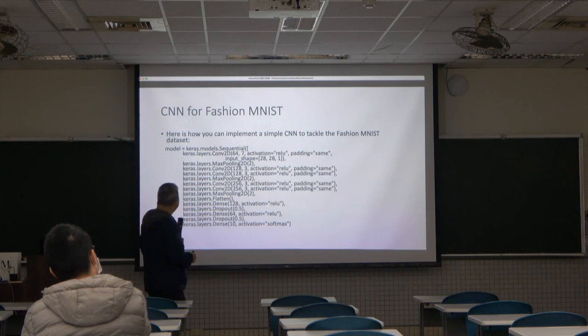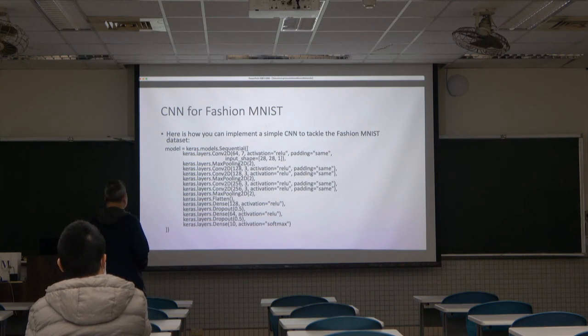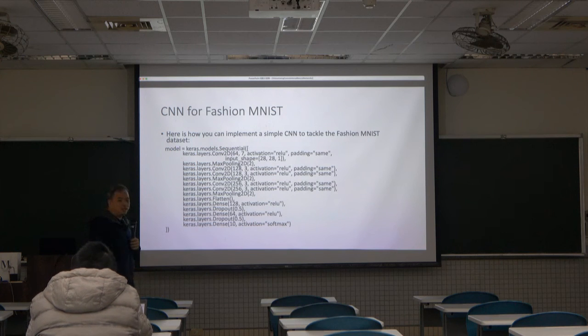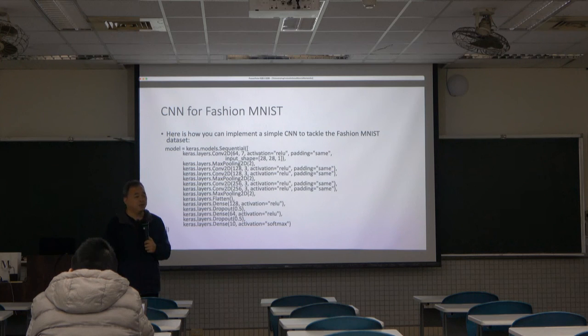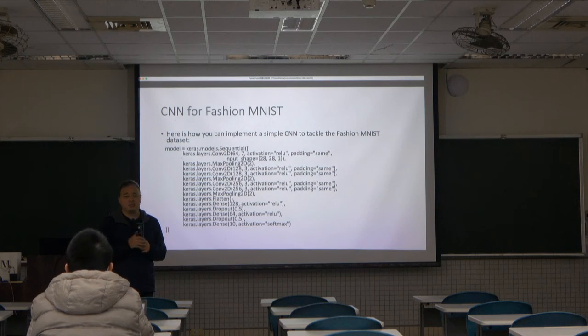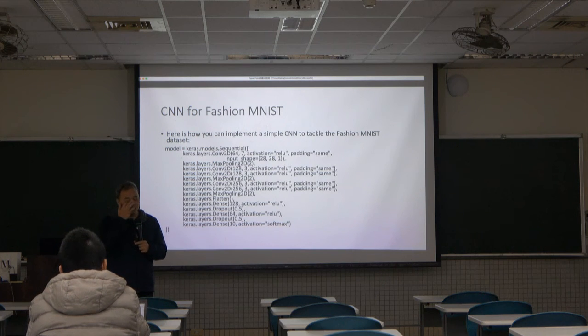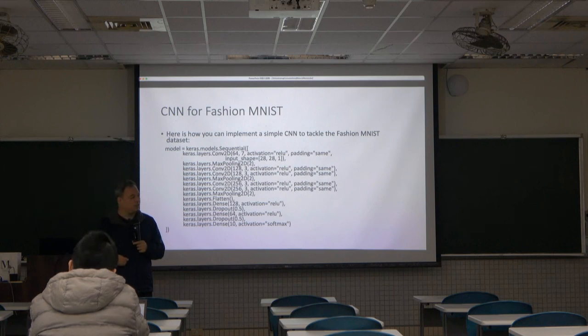Okay, so this is an example: a CNN architecture for the Fashion MNIST. Remember the 28 by 28 image we use all the time for different network architectures. Since we already learned the CNN, we use it as an example. So you can see this.